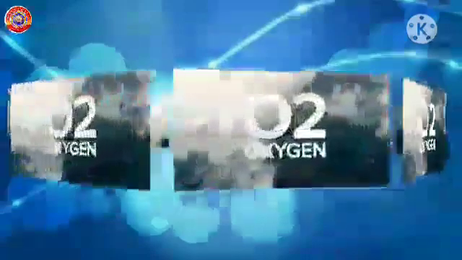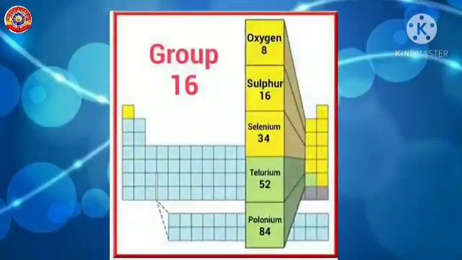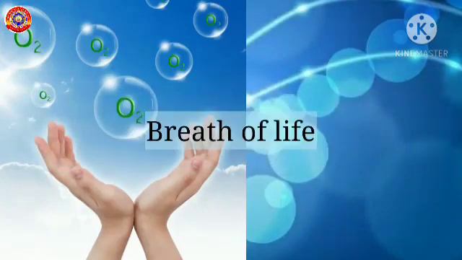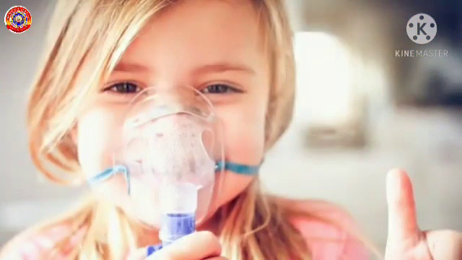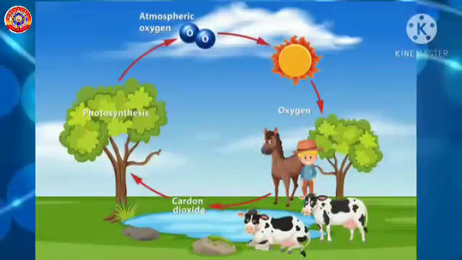Oxygen is a highly reactive nonmetal with the symbol O and atomic number 8. As you all know, it is a member of the chalcogens, group 16 in the periodic table. Oxygen is known as the breath of life, which is essential for the existence of life. It plays a critical role in respiration, the energy producing chemistry that drives the metabolism of most living things.